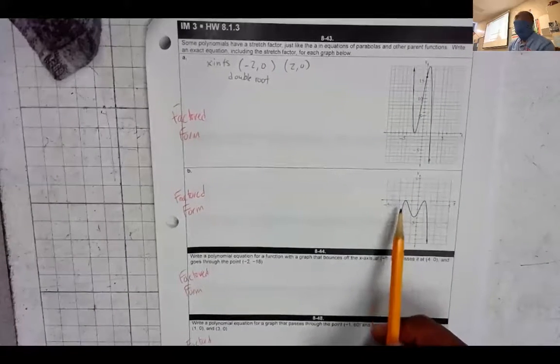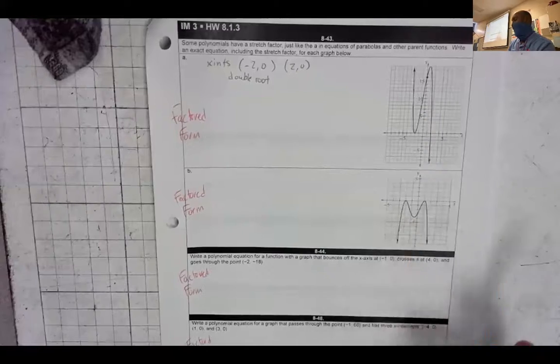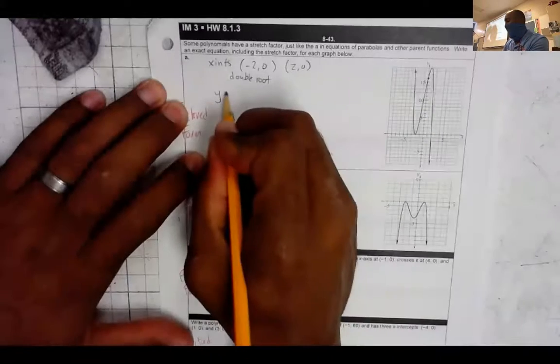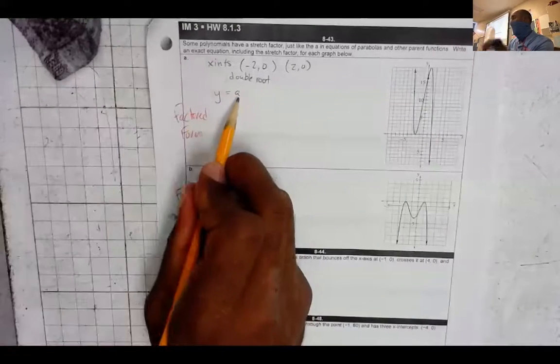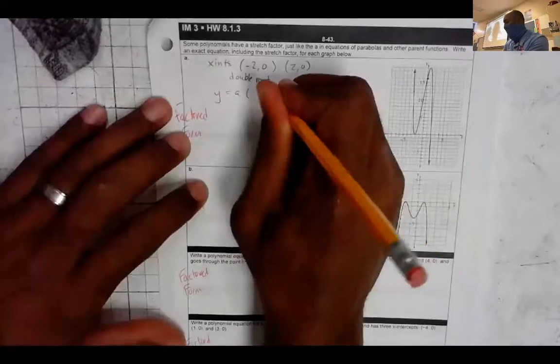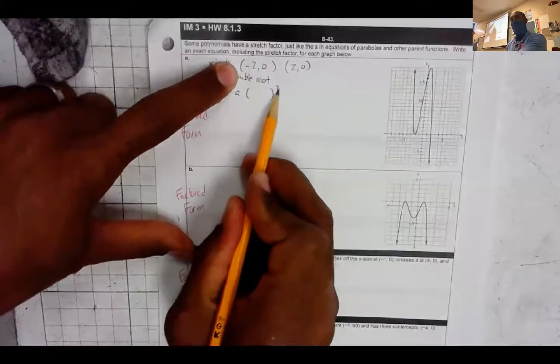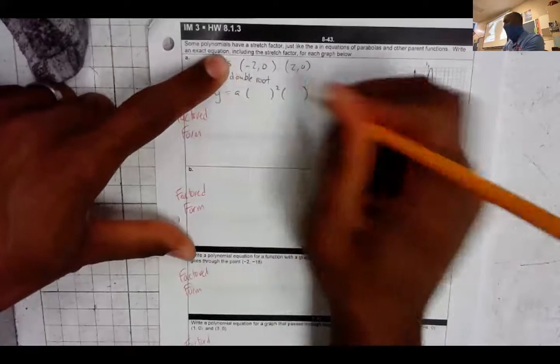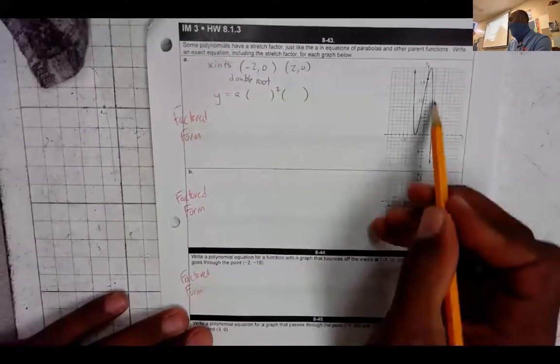Notice on the second one, we've got two of them. Both of them are that way. So when I write out my equation, first, I remember I got to put a to account for the stretch factor. And then for this one, I'm going to write the factor with squared. The second one, I don't need that because it goes straight through.